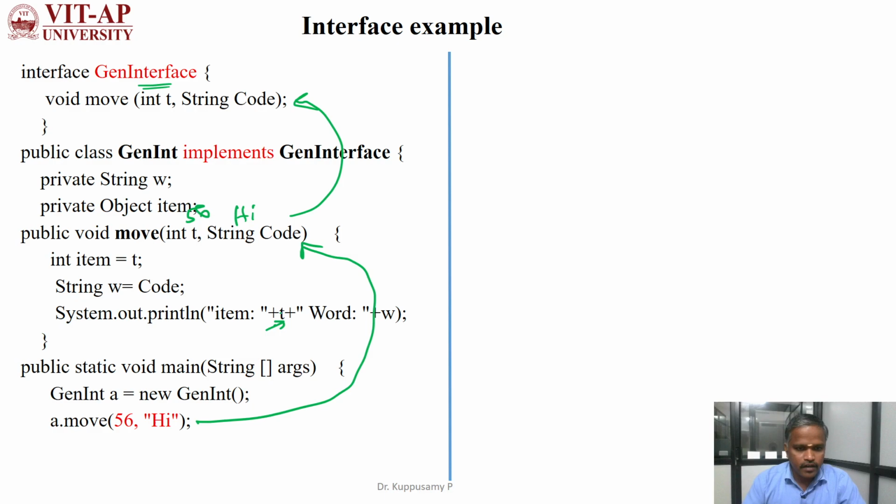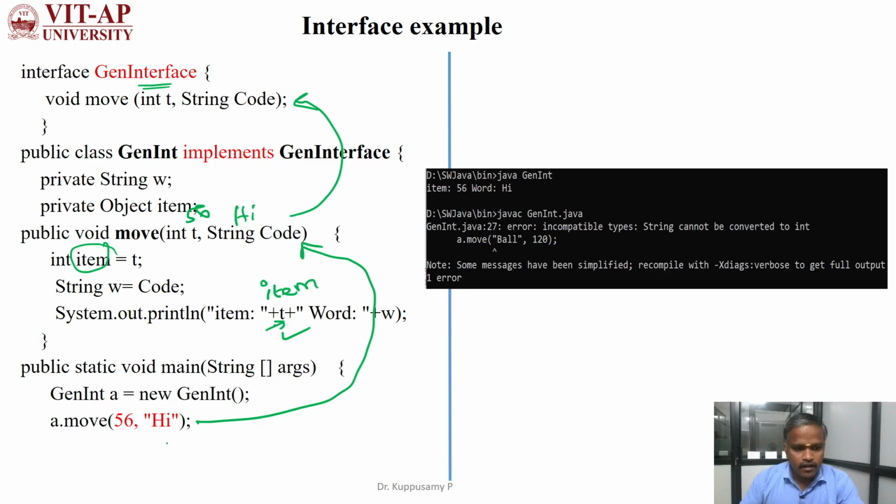Actually here you can give the variable item instead of t. You can use item or t, whatever you want, both will give you the values. And now we are using System.out.println. This output you will get. But you see here we are passing an integer, and here a string, as per the data types defined here.